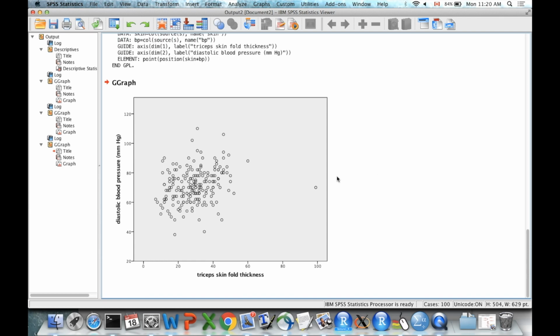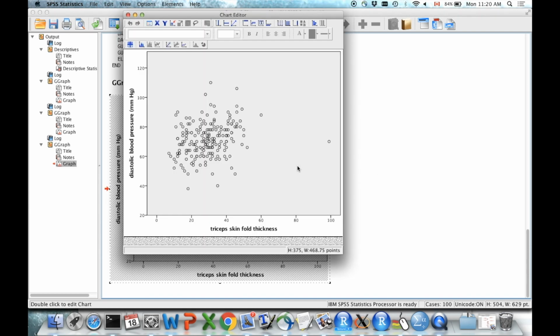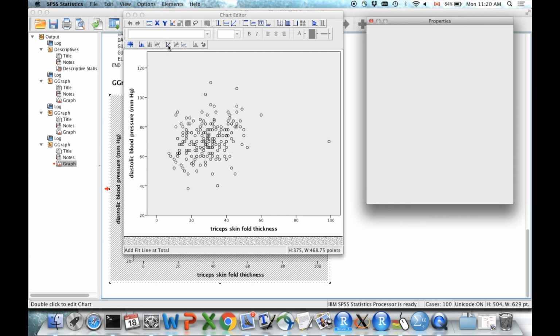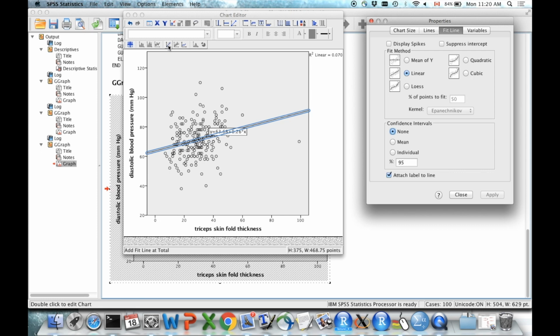And then if you wanted to fit a best fit line to this data, again, you just double click to open up the chart builder, and there's a button you can click on that just says add fit line at total, and that's automatically just going to put your best fit line onto that plot.